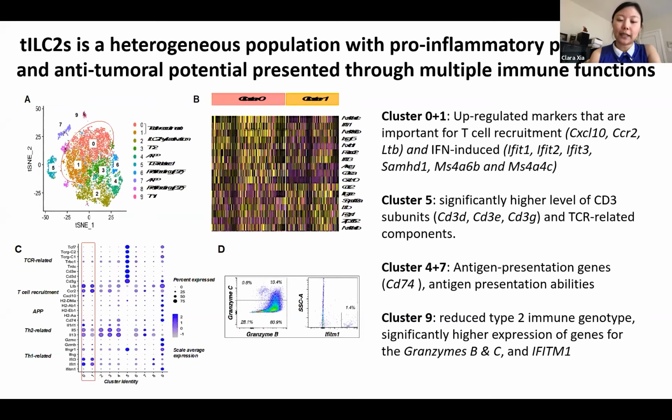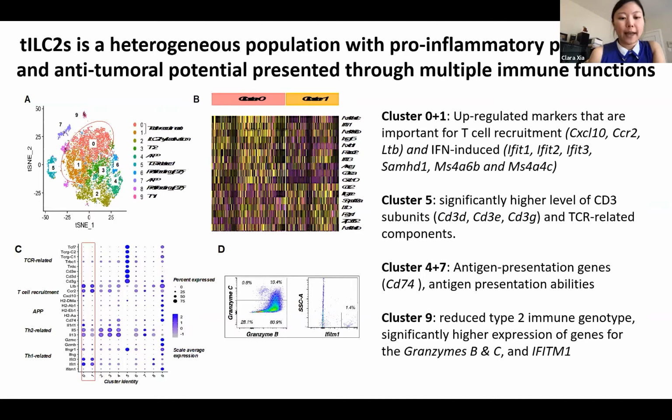Kind of surprisingly, we see a great heterogeneity in this supposedly homogeneous population based on the transcriptomic profiles. I won't go into details of each subtype, but there are definitely a couple of really interesting ones here. For example, clusters 0 and 1 have upregulated markers that are important for T cell recruitment, as well as multiple interferon-induced genes, which indicates that this is the Th1 signature.